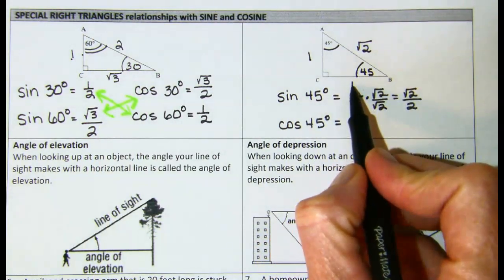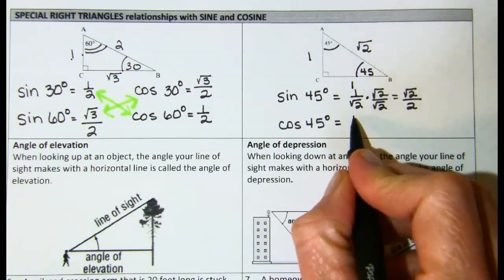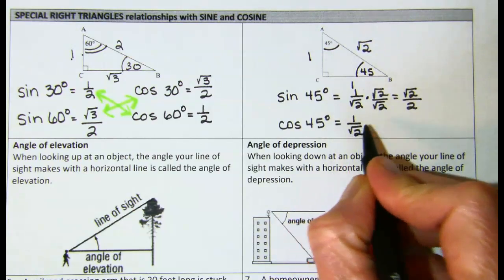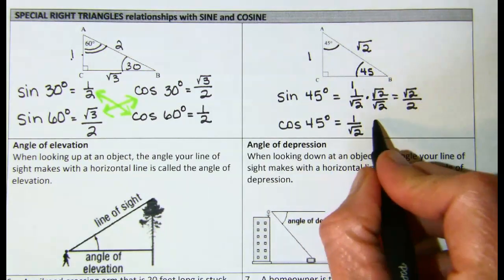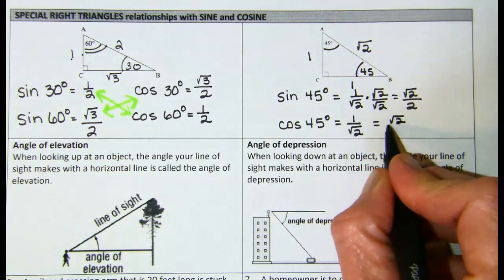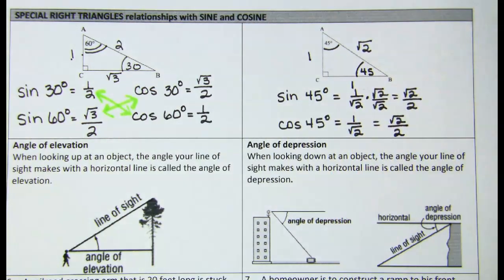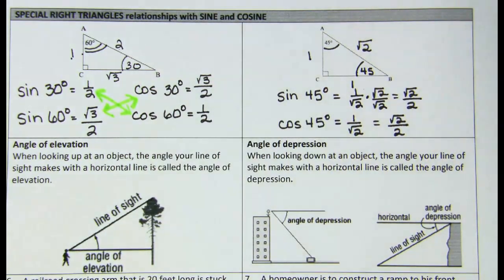And then again, cosine 45, it's adjacent. Well, the legs are the same thing. So it is 1 over the hypotenuse, so adjacent over the hypotenuse, that is still going to give me square root of 2 over 2. So the relationship stands. And we will actually look at this relationship more with day 2 notes.